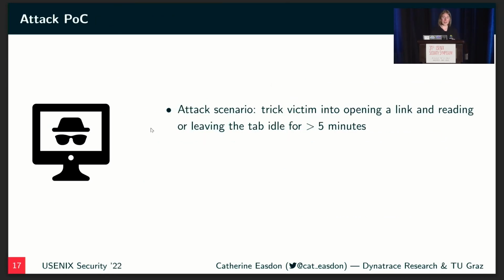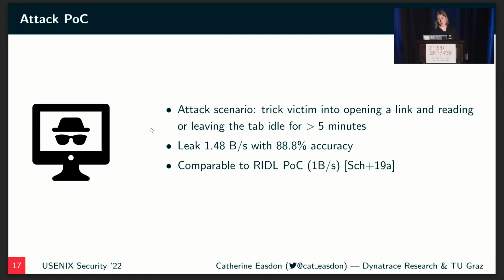So in our final attack, our scenario is that we trick the victim into opening a link and reading or leaving the tab idle for at least 5 minutes while we wait for Windows to deduplicate the memory for us. We can leak about 1.48 bytes per second with decent accuracy. This is comparable to the Riddle PoC in JavaScript. It is a much lower leakage rate than we see in native code.